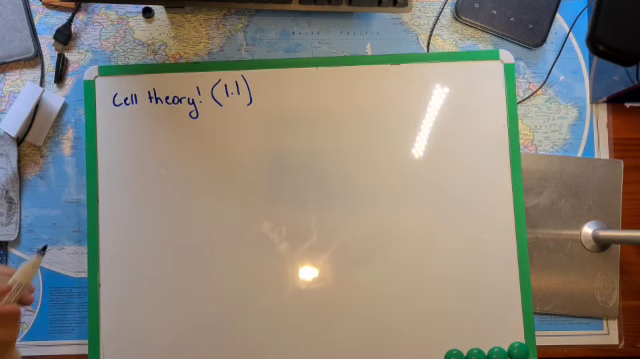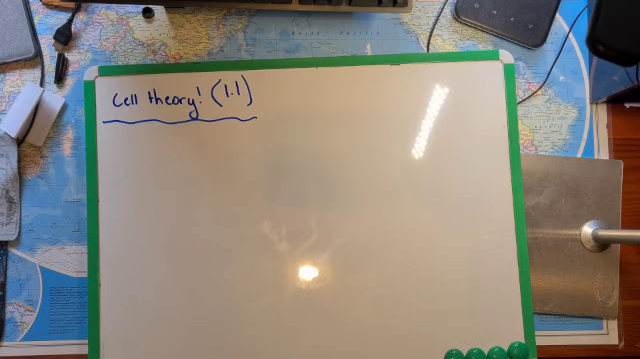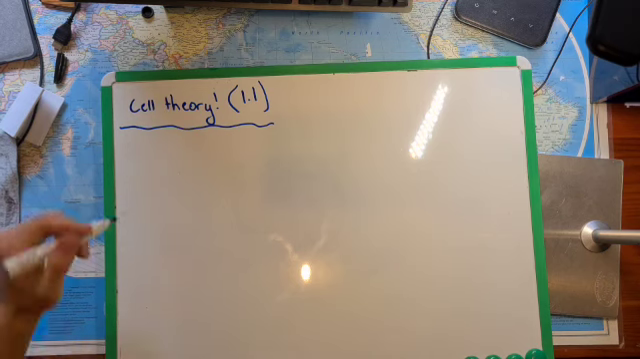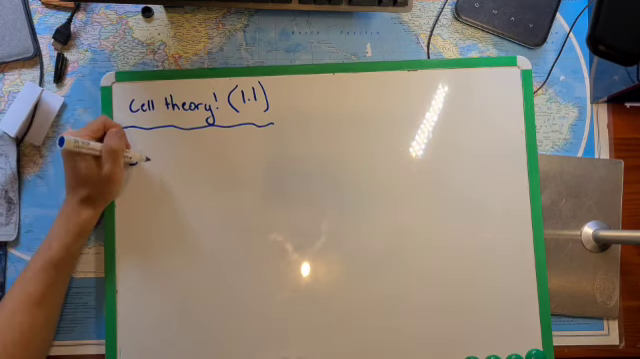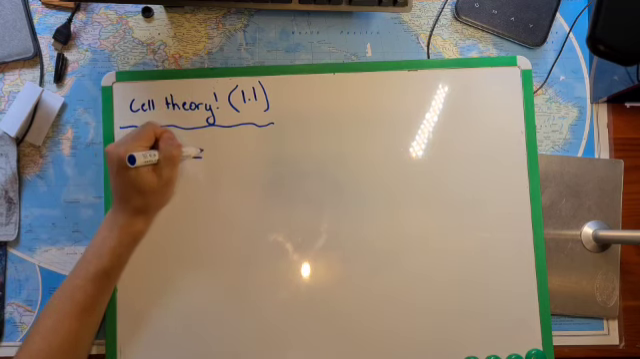Hello everyone and welcome to the first series of revision notes about cell theory, which is 1.1 in the IB biology syllabus. There are three main parts in cell theory. The first part being that cells are the basic unit of life.